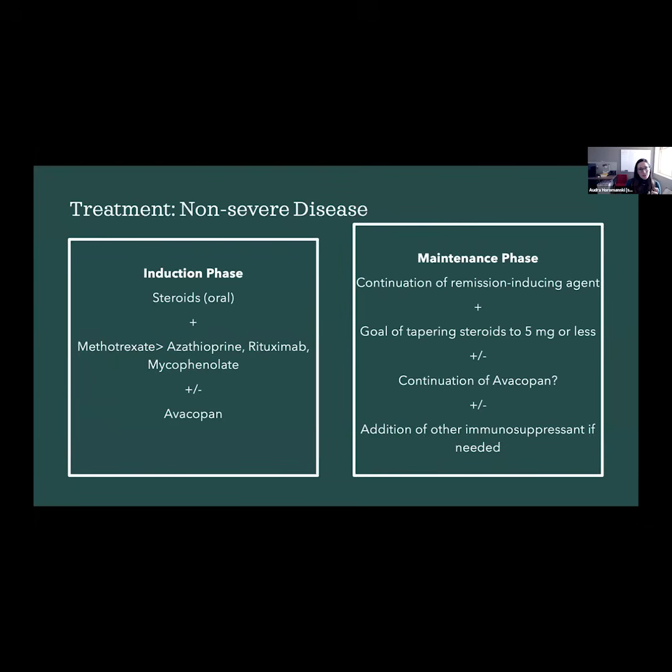The maintenance phase for patients who have non-severe disease, we usually continue whatever agent we used to induce remission. So if a patient started with methotrexate and they've done well with methotrexate and their disease activity is very low, we'll continue that agent. And similarly, we have a goal of trying to taper the steroids to 5 milligrams or less. We're trying to decide about the continuation of avacopan or not, and sometimes we do need to add an additional immunosuppressive agent if they continue to have flares despite our induction therapy.